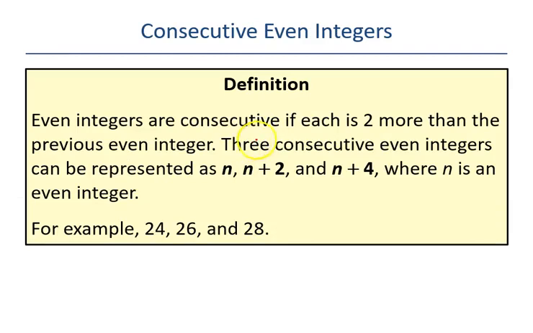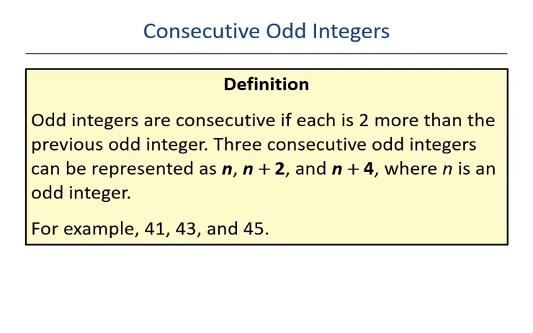Even integers are consecutive if each is 2 more than the previous integer. 3 consecutive even integers can be represented as n, n plus 2, and n plus 4, where n is an even integer. Notice, 24 could be my first one. Well, 24 plus 2 is 26, 24 plus 4 is 28, and so on and so forth. Okay, let's come over here.